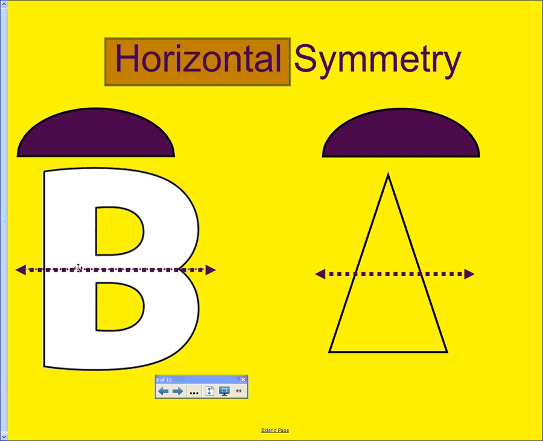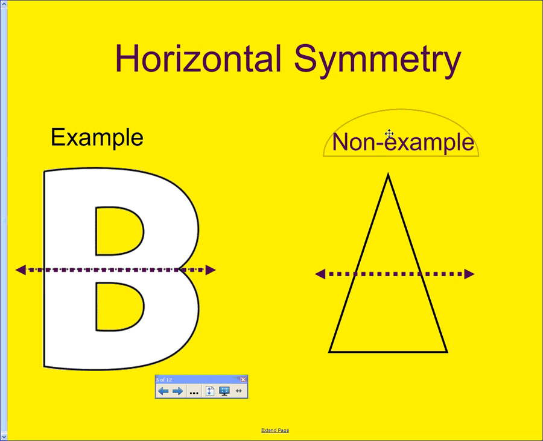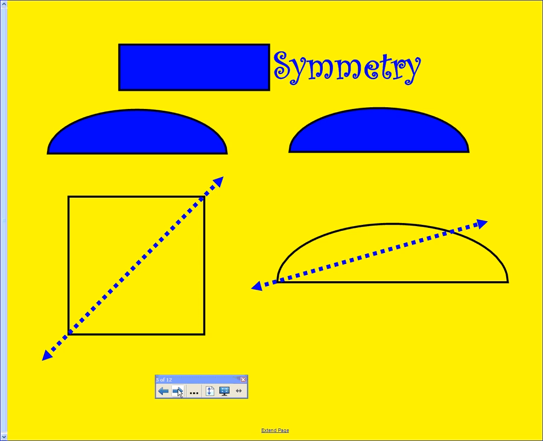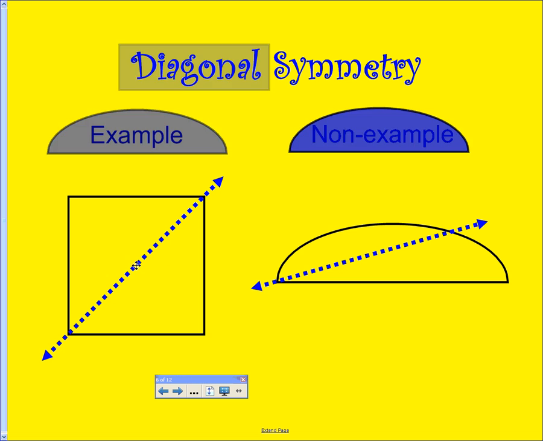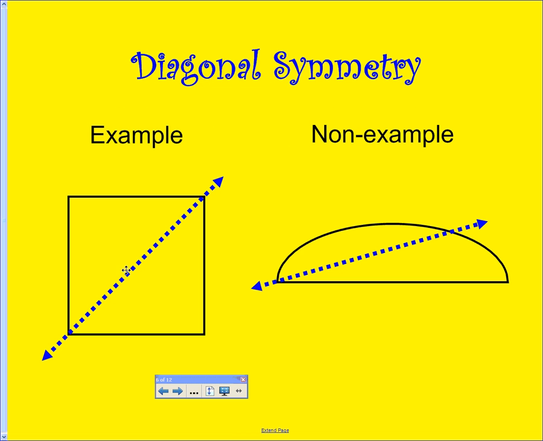So here are some horizontal lines of symmetry. Horizontal, going straight across like this. Okay? This letter B, if I fold it from the top down, the top matches the bottom exactly. The triangle, not as much. Take a look at these diagonal lines of symmetry. Diagonally like this, yes. Over here, no.